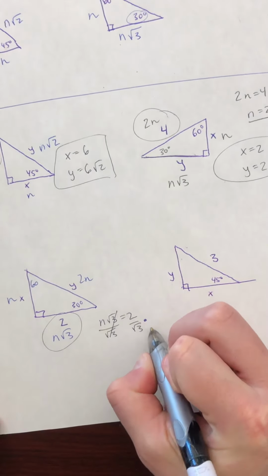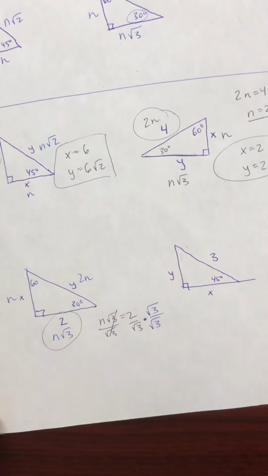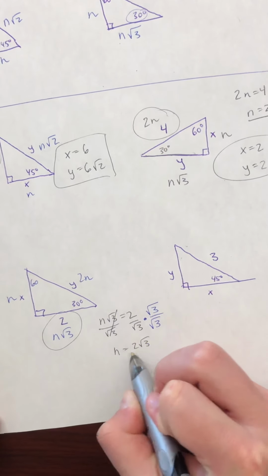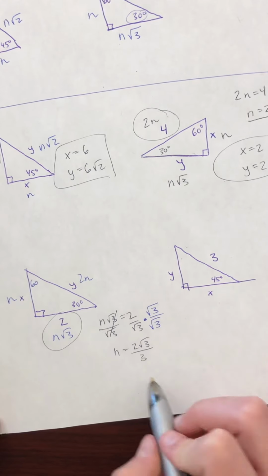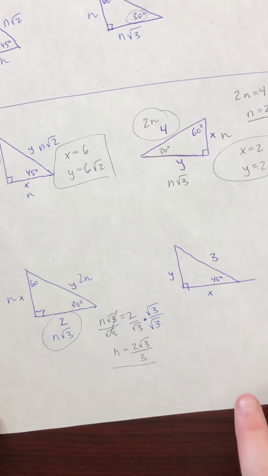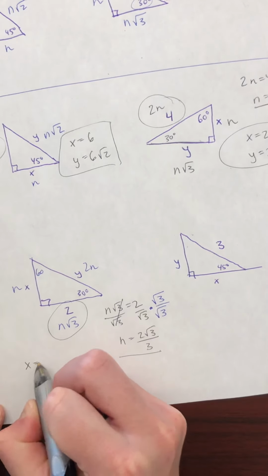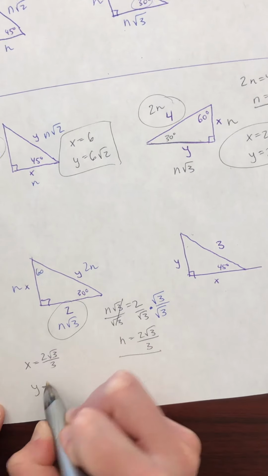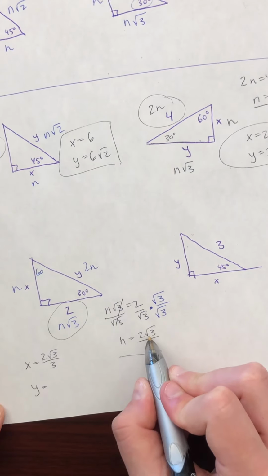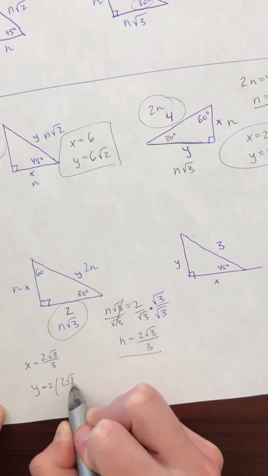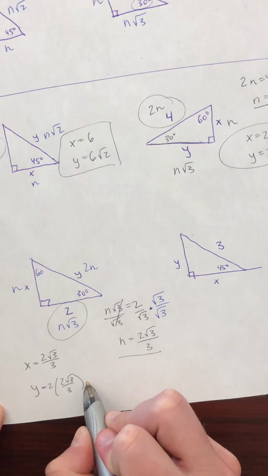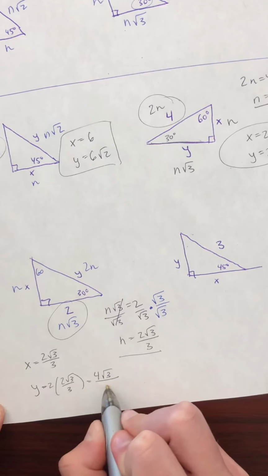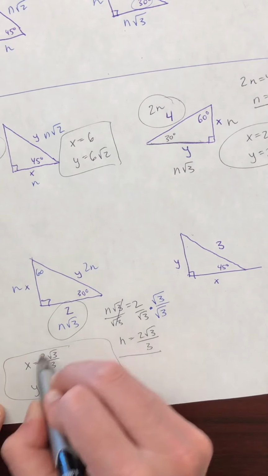Rationalizing is getting rid of the radical in the denominator by multiplying top and bottom by it. So then I would have n equals 2 root 3 over 3, because root 3 times root 3 is just 3. That's the hard part, is getting n. Now it's straight plug in. So x would equal whatever n is. Y would equal 2 times n. So you do 2 times 2, 4. You cannot multiply inside the radical, as an algebra review idea. All over 3. Bing. Cha-ching.